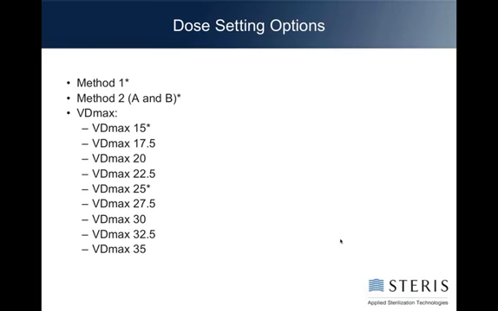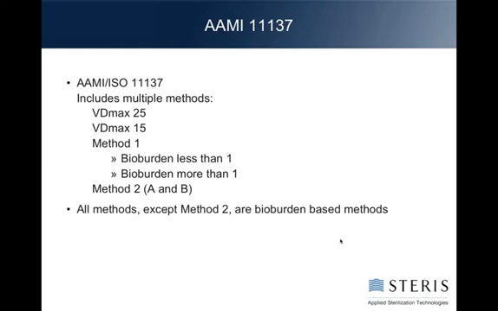Okay, dose setting options. Within those standards that I referenced, you will have something called Method 1, Method 2, which has 2 different versions, A and B, and then a series of VDmax methods. Each of the VDmax methods has a number after it, and that number becomes the minimum sterilization dose for your product if you follow that method successfully. The ones that have little stars next to them are the methods that are in the 11137 document. The ones without the stars are in the 13004 document.